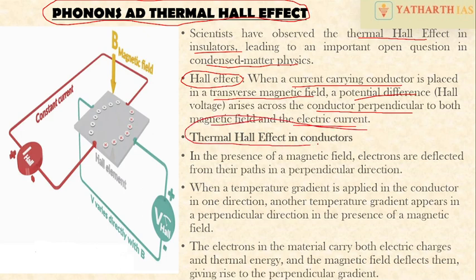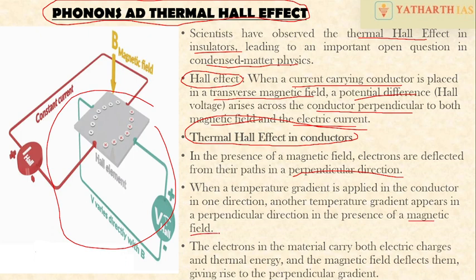So what is this thermal Hall effect of conductors? In the presence of a magnetic field, electrons are deflected from their paths in a perpendicular direction. When a temperature gradient is applied in the conductor in one direction, another temperature gradient appears in the perpendicular direction in the presence of a magnetic field. So see here, there is a magnetic field. The electrons in the material carry both the electric charges and thermal energy, and the magnetic field deflects them, giving rise to a perpendicular gradient.